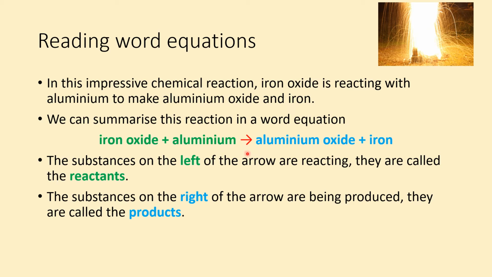You'll notice it's an arrow, not an equal sign, because these are not the same thing. These, iron oxide and aluminium, are being changed into aluminium oxide and iron. All right, there's a chemical reaction happening. That's what the arrow shows. So the substances on the left that are reacting, we call the reactants, and the substances on the right are being produced. They're called the products.